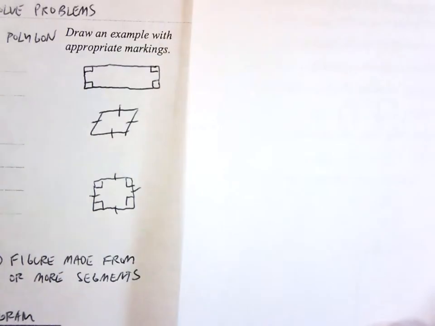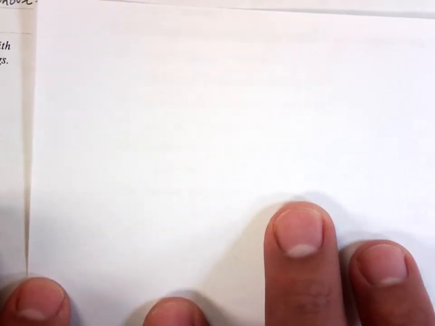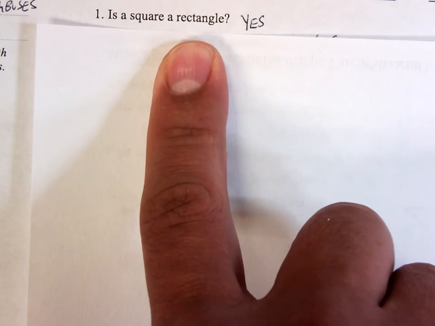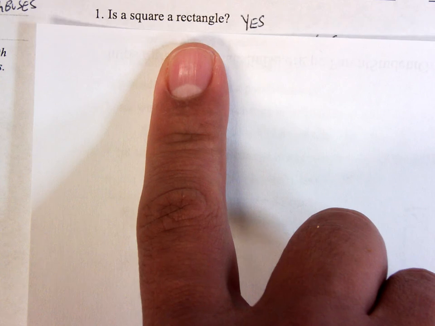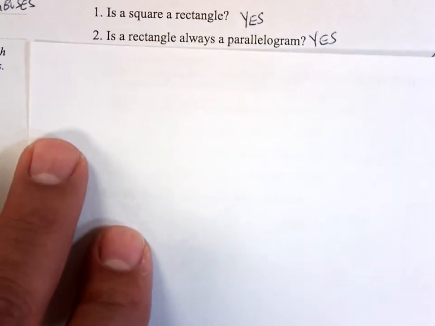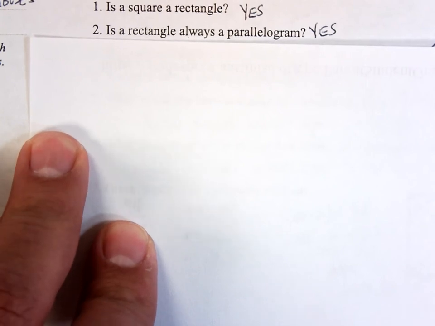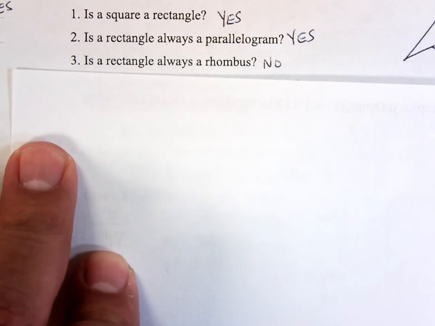First question, my usual advice, think about it on your own first. Is a square a rectangle? By definition, the answer is yes. The next one says, is a rectangle always a parallelogram? Think about it for yourself. Hopefully you see that the answer is yes. Number three, is a rectangle always a rhombus? Think about it. The answer is no, it's not.